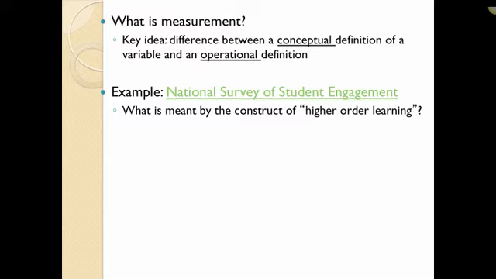So an example in higher education of that can be the National Survey of Student Engagement. They try to measure a whole different vast array of attributes of college students. It's an annual survey of first-year students as well as senior students, and it focuses on their participation in educational experiences and how that connects to outcomes that we want students to graduate college with. One of the constructs that they're interested in is the idea of higher order learning.